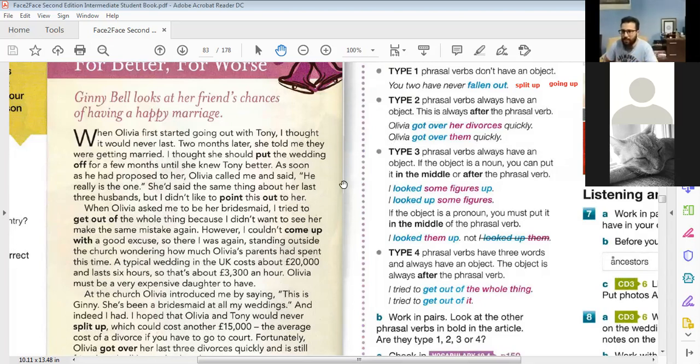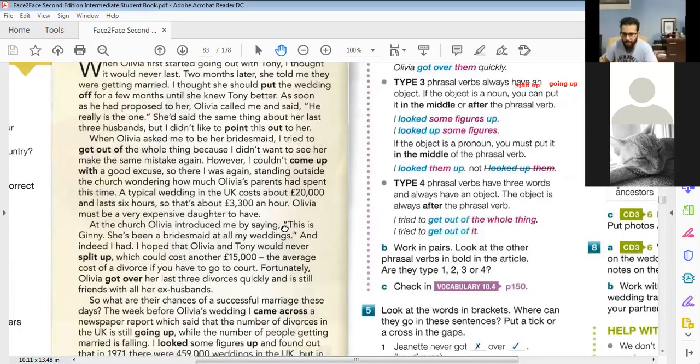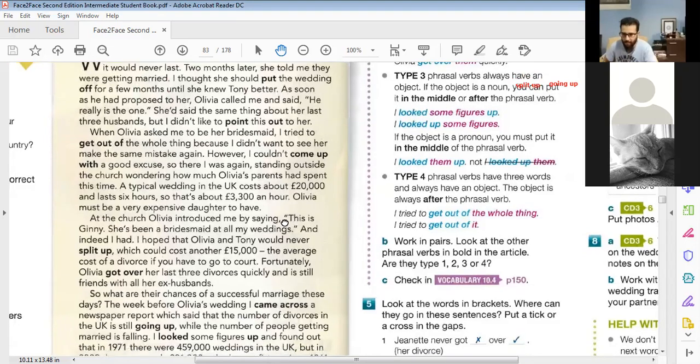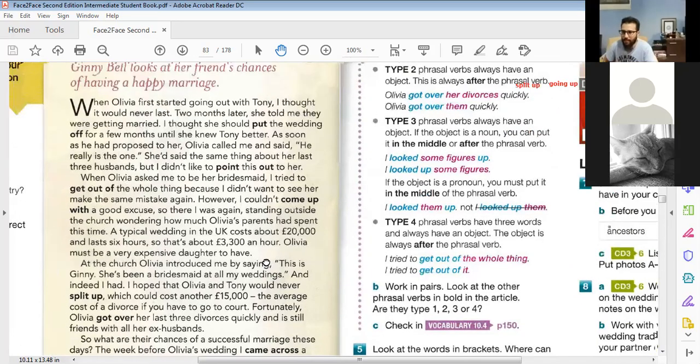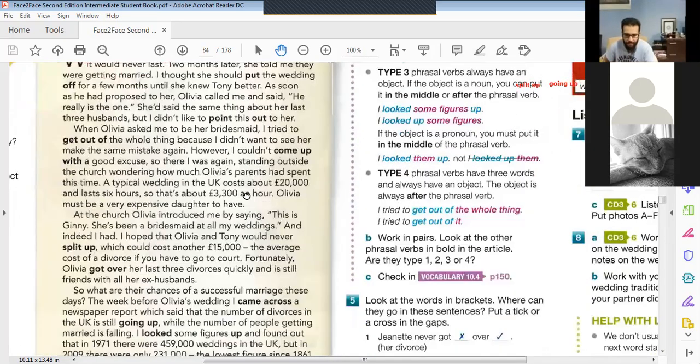Okay. For another one. In type two, what did you find? The ones where you had the object directly after it, came across. Where's came across? Let's check. Came across a newspaper. I think that's right. Get over. Also got over, right? Got over her divorce. Example, Katrina, for example. That's correct, yeah.